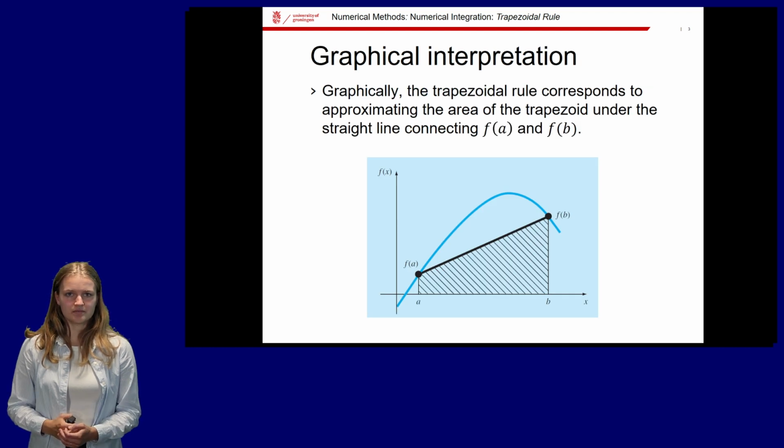So graphically, the trapezoidal rule corresponds to approximating the area of the trapezoid under the straight line connecting f of a and f of b, these two data points. You can see that that is depicted in this figure here. You'll have your first order polynomial, your straight line that passes through the two data points, and your integral is going to be the area underneath this straight line.